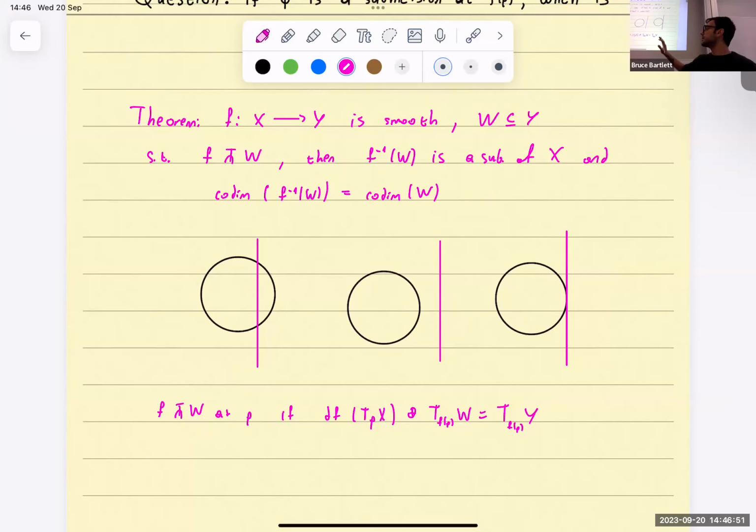So that's the definition of what it means for F to intersect W transversally at P, and then F will intersect W transversally if it intersects W transversally at P for every P. But that's the picture to keep in mind. The definition. Yeah.